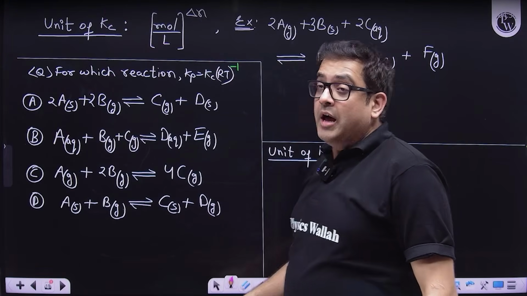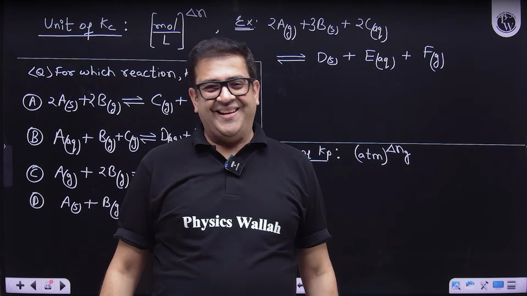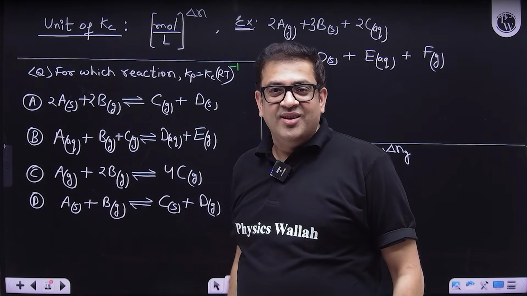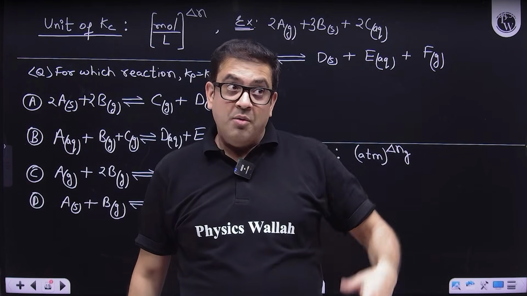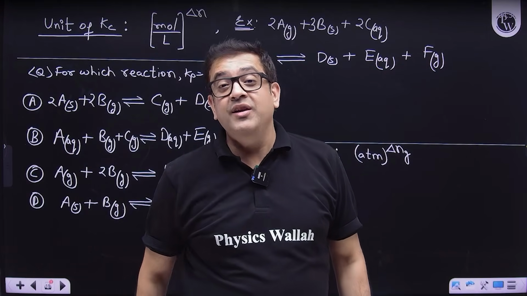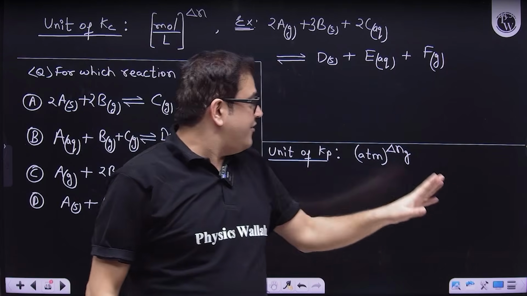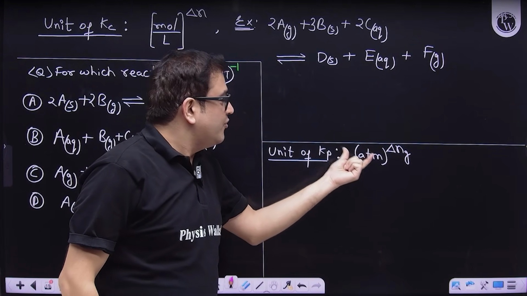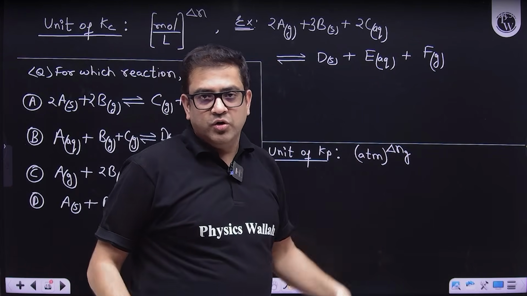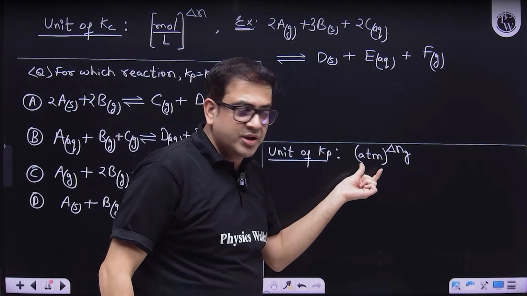Now, basic thing, what are the units of Kc and Kp? Kc is what? Mole per liter of product upon mole per liter of reactant. Product upon reactant, we have already defined delta N by discussing Kp. So for Kp, what is the unit of pressure? Let's say atm, bar, whatever is given in the question. So unit of the pressure raised to delta Ng.